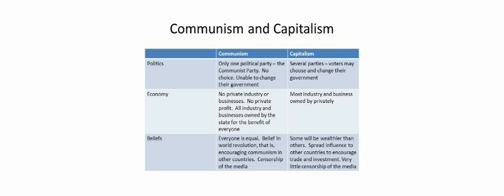They have the Liberal Democrats. And voters may have a choice. You can vote for Labour one year, you can vote for the Tories, you can vote for the Liberal Democrats, as you wish. In terms of the economy, things are different as well.